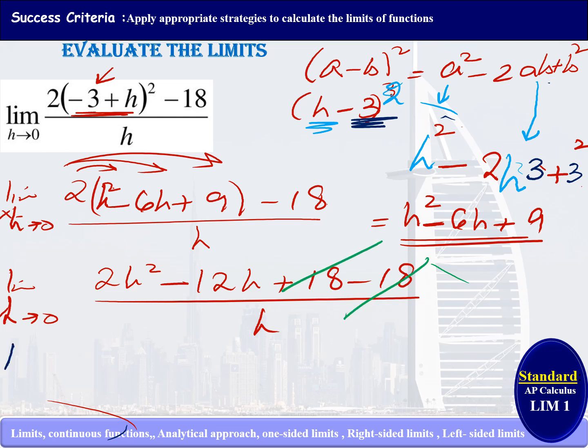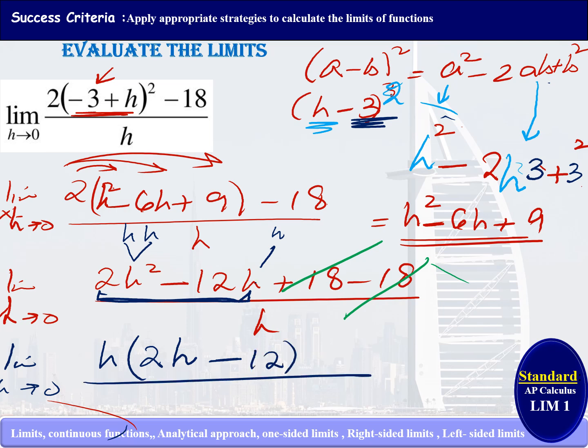So limit h approaches 0. Can I take the common factor here? Look, here it has 2h square and here it has 12h. So I can take the h as a common factor. What is left inside? Inside 2h is left, minus 12. This h is outside, and this denominator h stays. h and h cancel out. Now apply the limit. So replace the h by 0. So the answer is negative 12.